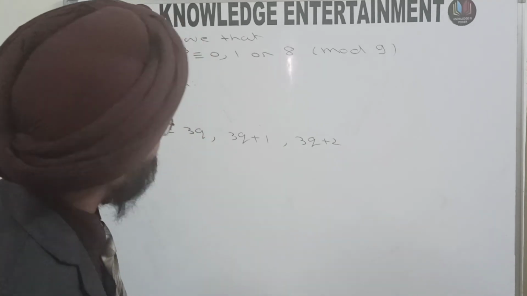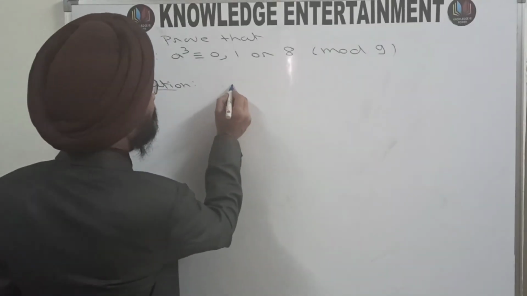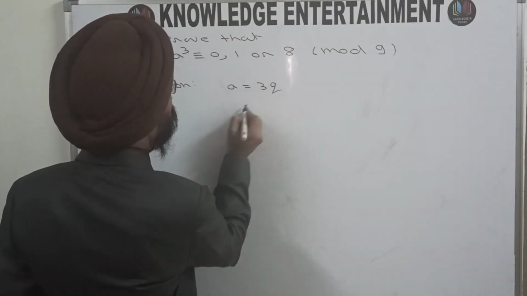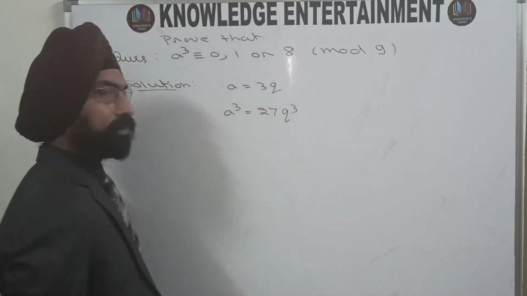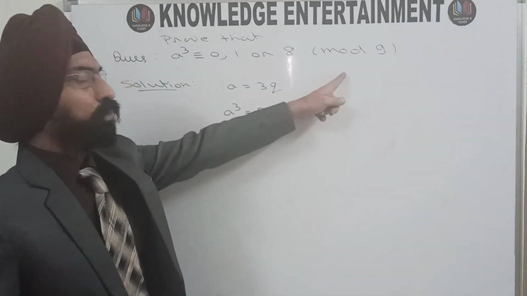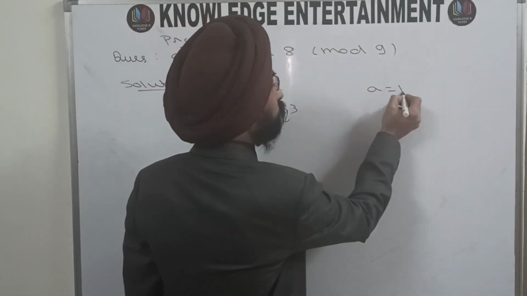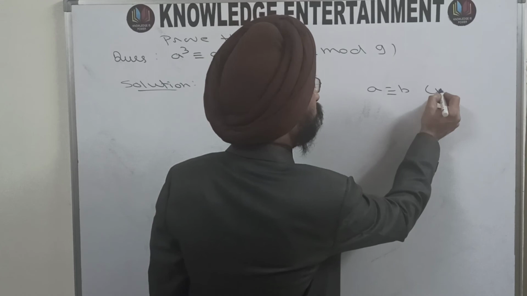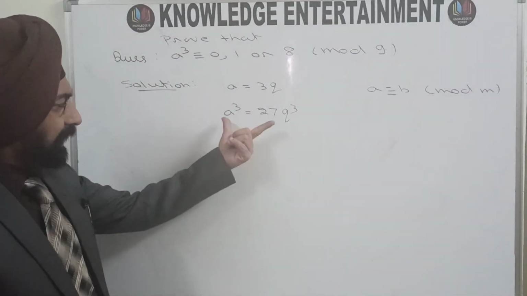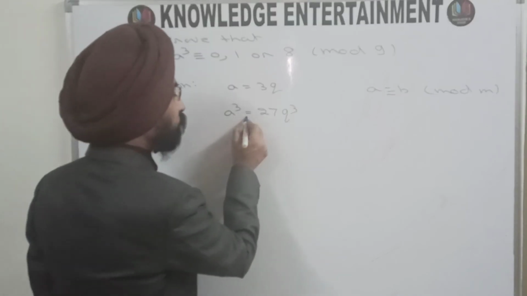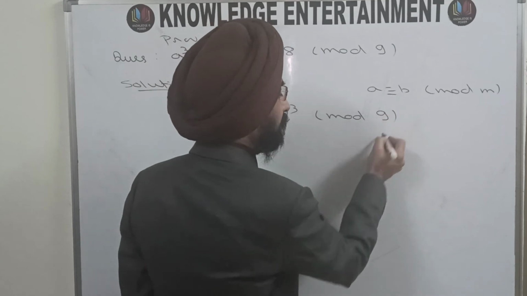If your a is of the type 3q, what will happen? If your a is 3q, what is your a cube? It is 27q cube. And if you take modulo 9, if two numbers are equal, if a is equal to b, then always a is congruent to b modulo any number. You can take any m here. Here these two are the same, so you can take them congruent to each other modulo anything. So I am taking 9 here.